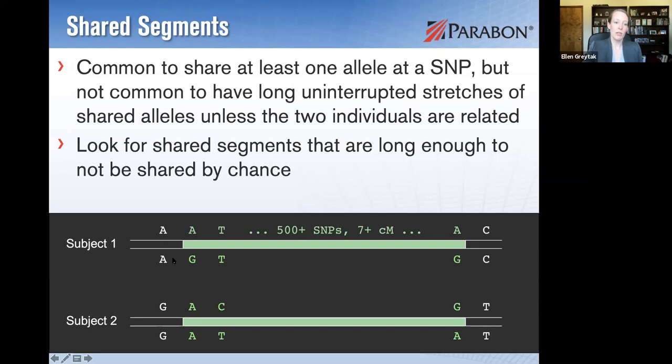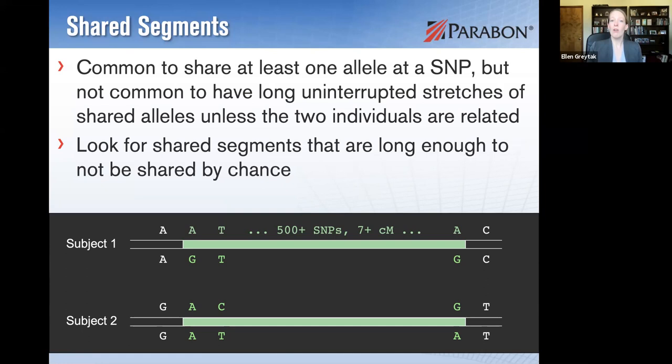So we look at this first SNP, and we see that subject one is AA, subject two is GG. So they do not share any DNA at that SNP. Therefore, they cannot have inherited any of their DNA from a common ancestor at that site. But then we look at the next one. Subject one is AG, subject two is AA. They both share an A. Well, okay, that's going to happen a lot just by chance. There are going to be, you know, millions of people who share that A. But then we look at the next site. Subject one is TT, subject two is CT. They both share a T. Okay, now we've got two in a row.